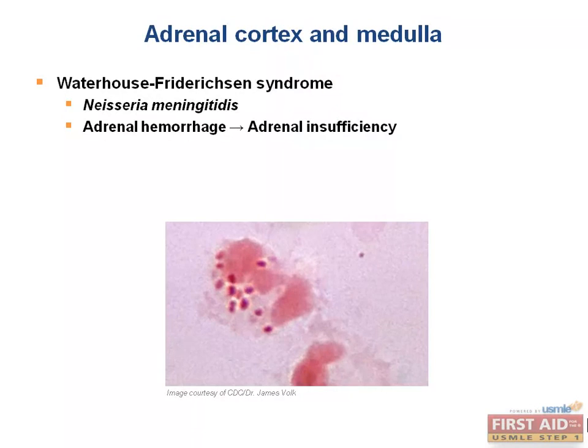Waterhouse-Friderichsen syndrome is a complication of Neisseria meningitidis infection that can cause adrenal hemorrhage and hence adrenal insufficiency. When this occurs, the adrenal gland is not producing sufficient hormones. As a result, the patient is hypotensive due to a decreased production of mineralocorticoids as well as glucocorticoids, which also have some mineralocorticoid activity.